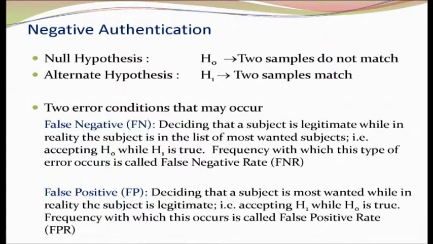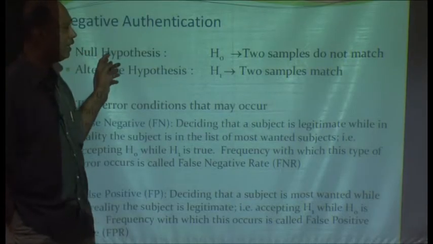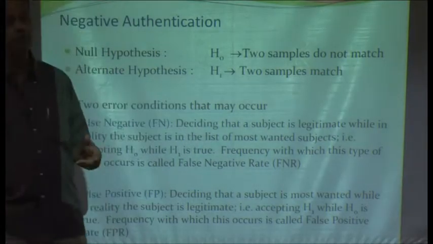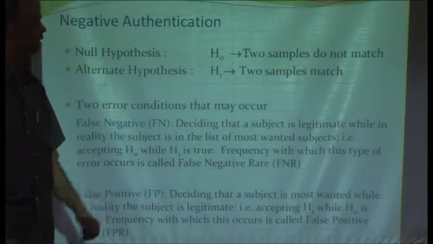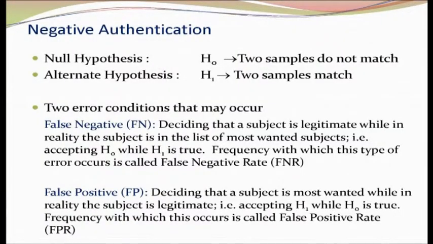Now, whatever we discussed till now was positive authentication. Now, the negative authentication. You have the null hypothesis. In the case of positive authentication, H0 was that the 2 samples match. Here, I do not want the 2 samples to match, because it is a wish list case. So the null hypothesis is that the 2 samples do not match, and the alternative one is that the 2 samples match. So there are 2 errors.